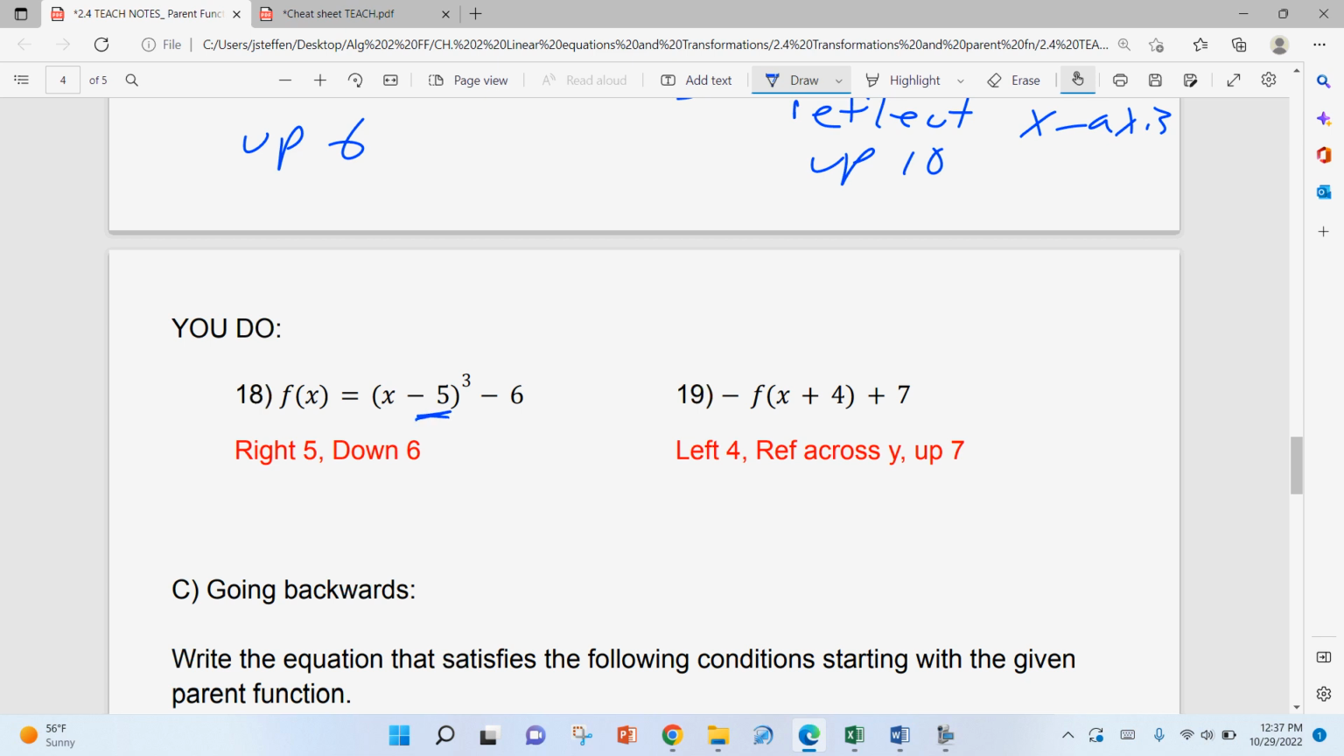So, inside out, this is to the right 5 and then down 6. And then this one, again, is to the left 4. That's the first thing since it's inside. And up front is reflected across the, again, this should be the x-axis. My apologies. And then up 7.